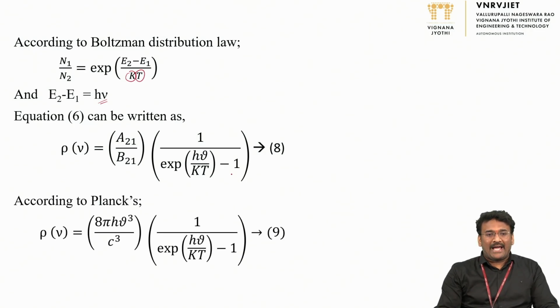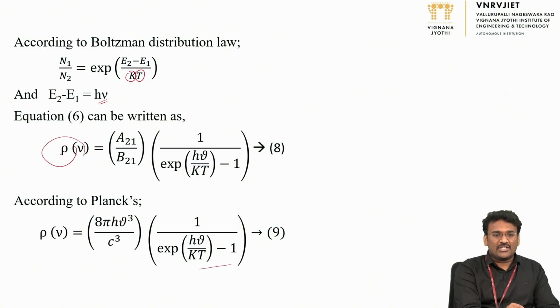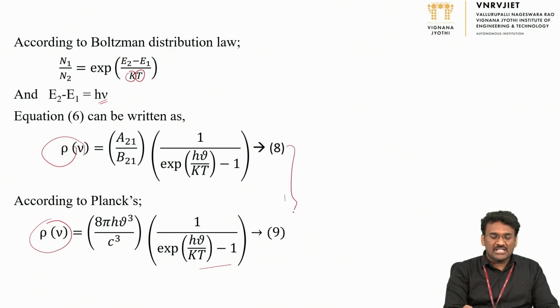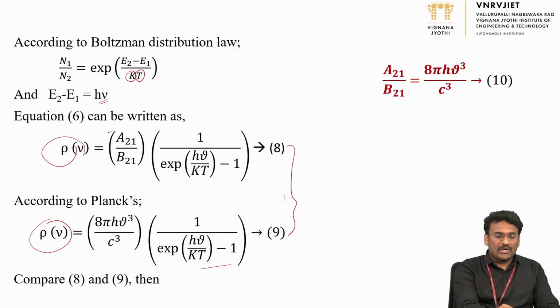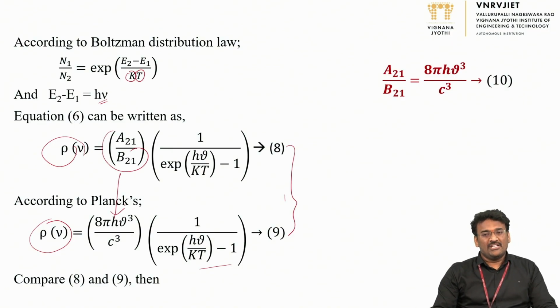Now, according to Planck, the radiated energy can be written as 8 pi h nu cube by c cube into 1 by exponential h nu by kT minus 1. This refers to energy, and this also refers to energy. Now, compare these equations 8 and 9. By that, we get A21 by B21 is equal to 8 pi h nu cube by c cube.